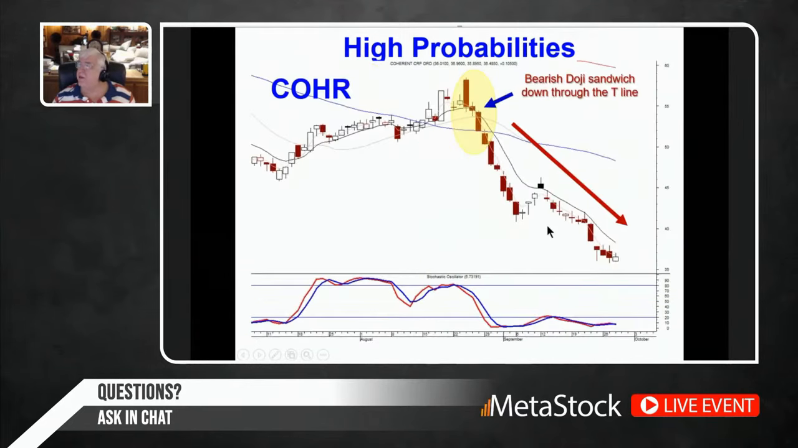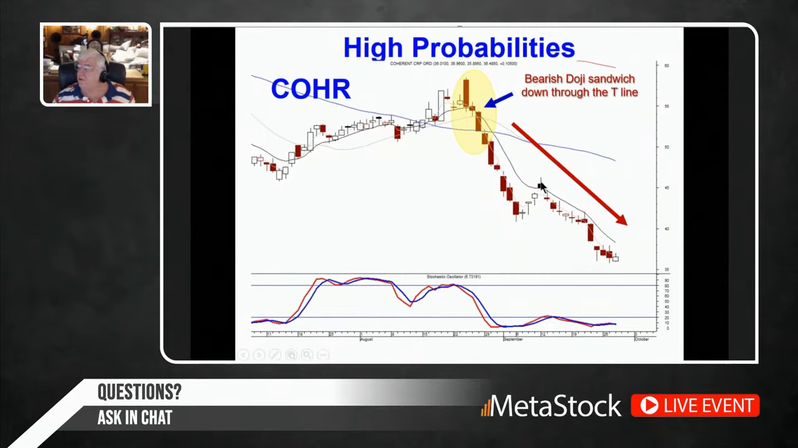Same scenario on the bearish side. You got a bearish doji sandwich and a close below the T-line. We could go short. Now, right here, remember our truism about the T-line. The further away you move from the T-line, especially down here in the oversold area, the higher the probability it's going to come back up and test it. So if we were short, we'd be covering our short position on this day. Because there's your doji, then bullish confirmation. Where do you think the next likely target's going to be? Back up to the T-line.